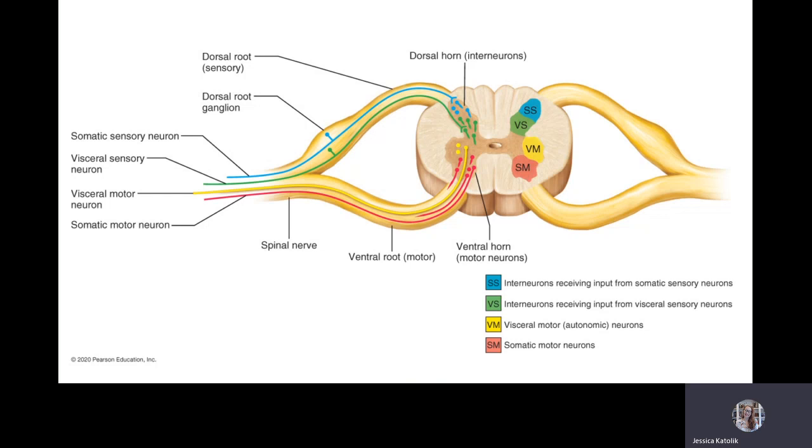So that's going to be showing how nerves are integrating with each other and where these nerves are arising and where their cell bodies are located. You can see that this really follows the same pattern that we learned about when we talked about somatic sensory reflexes.